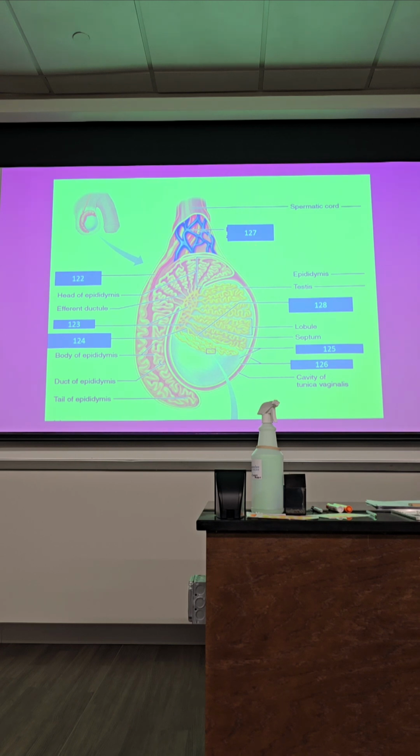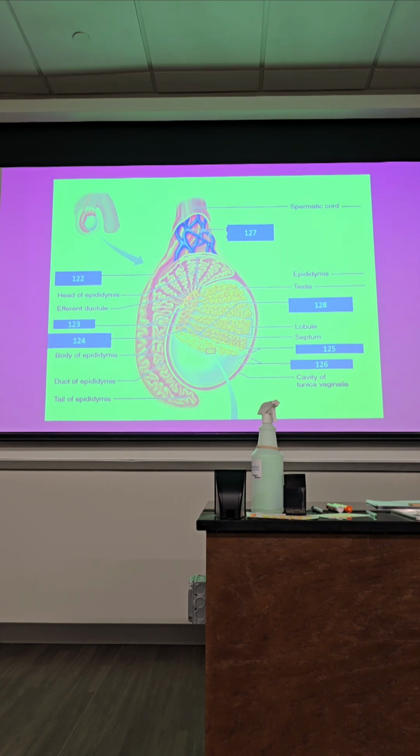Okay. What is 122? The vas deferens, right? Vas deferens. Okay, what is this whole thing right here called? Lobule. Okay, it's made up of these things. What are these called? Seminiferous tubules, right?